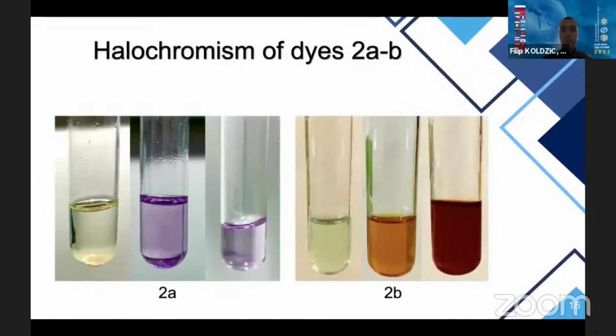Speaking about the halochromism of these two dyes, you can see the pictures where the middle picture corresponds to a neutral solution, the left pictures correspond to acidic solutions, and the right pictures correspond to basic solutions. We can see that the halochromism of dye 2A is discontinuous. It is yellow in acidic medium and purple in neutral and basic medium. While for the dye 2B, it is yellow in acidic medium, orange in neutral medium, and deep red in basic medium.